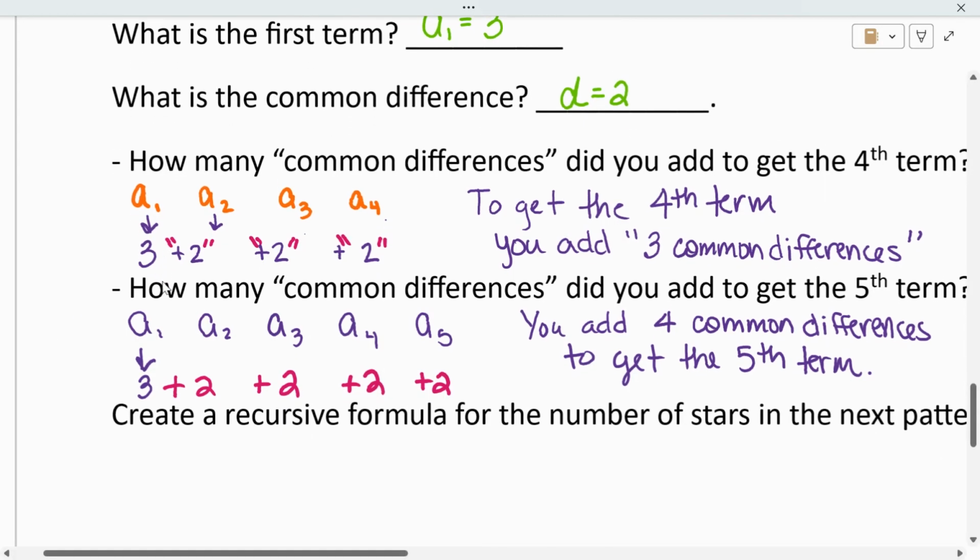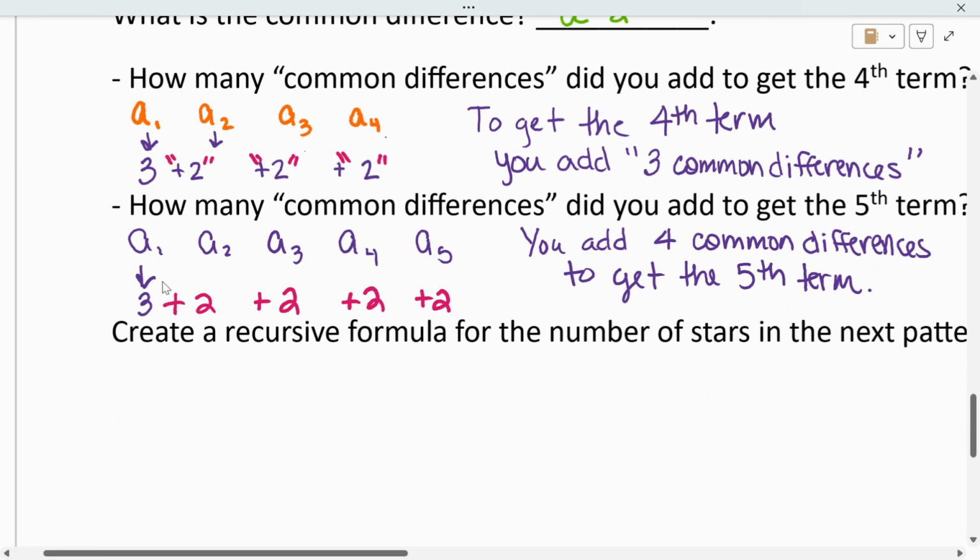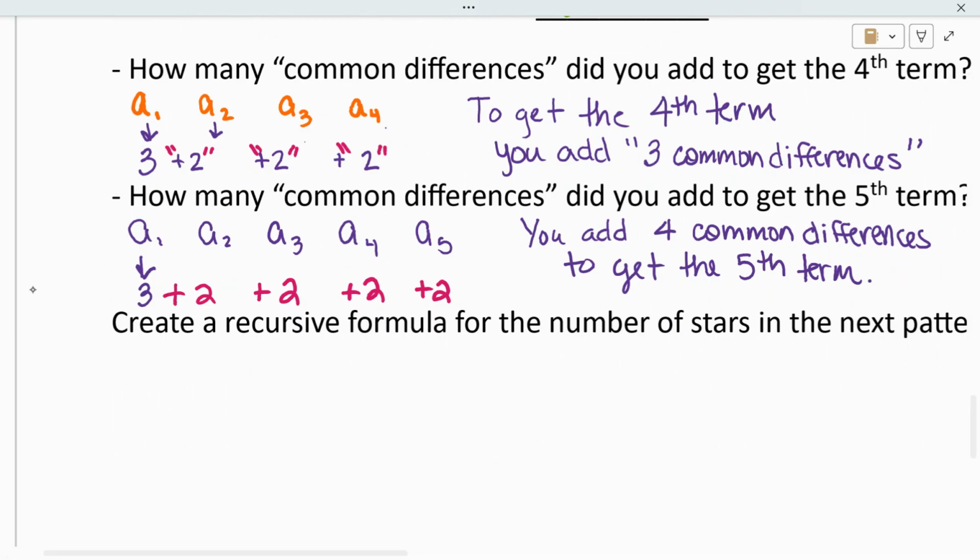That leads us to our recursive formula. The recursive formula is written like this. You always have to say what a sub 1 is. Right now, I'm just going to write out the formula. So we're going to say that a sub 1 equals k, some number. Remember that k is just some number. That's all that stands for. We're just writing out the formula first.